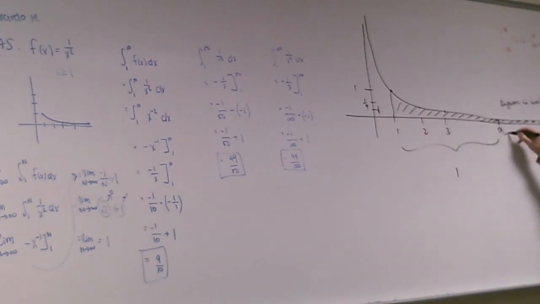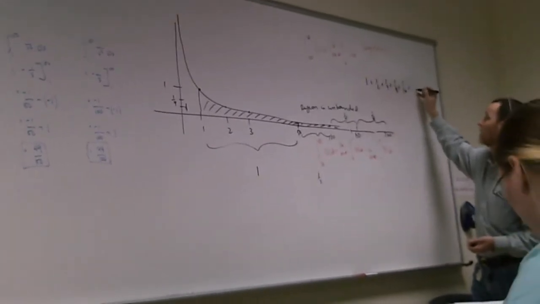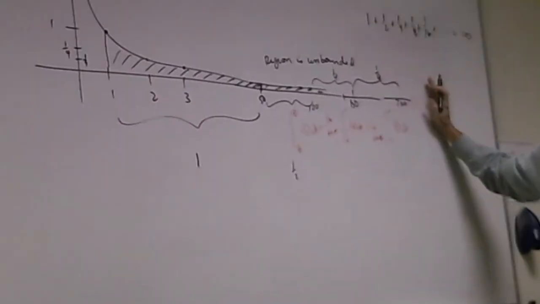But suppose then we integrated out here from 50 to 100 and that area was a half. And from 100 to 150, that area was a fourth. And from 150 to 200, that area was an eighth. You with me? What happens if I add 1 plus a half plus a fourth plus an eighth plus a 16th plus dot, dot, dot. Is that equal to infinity? I'm adding up infinitely many numbers. Does it have to be infinite?